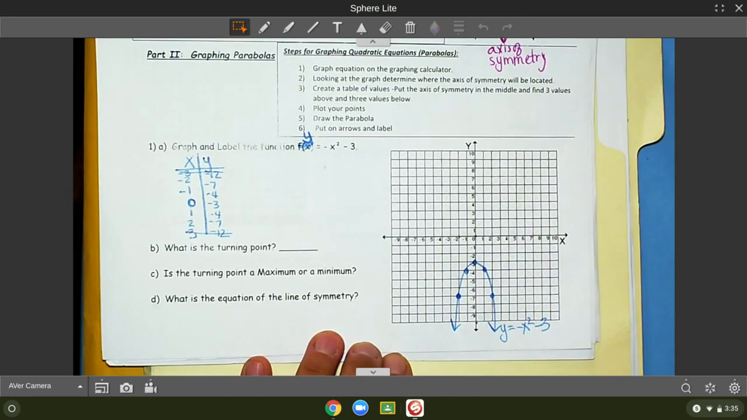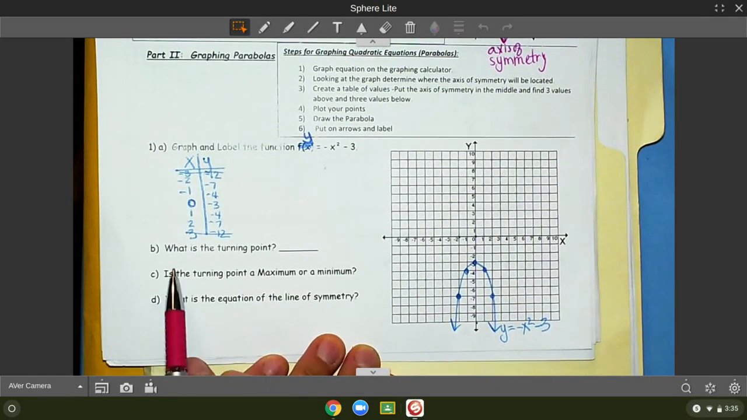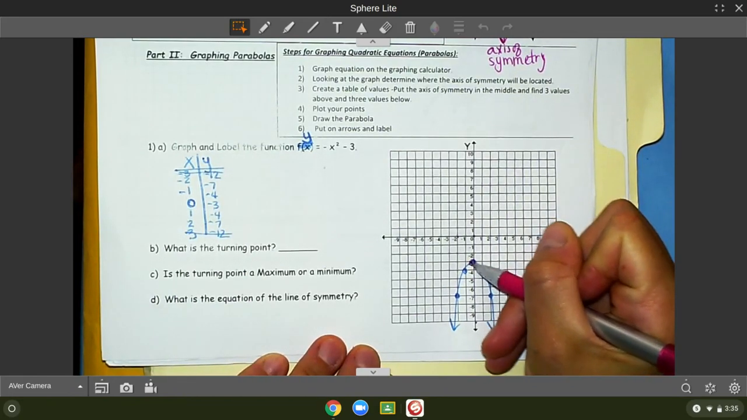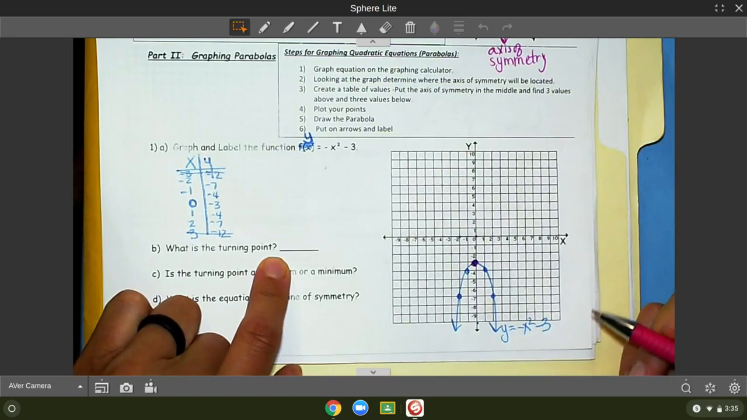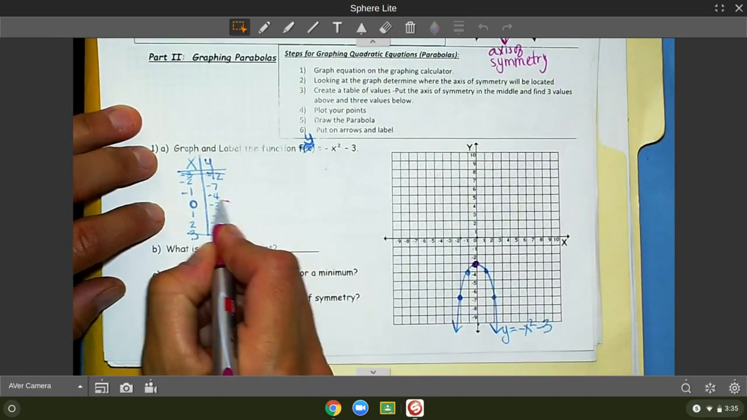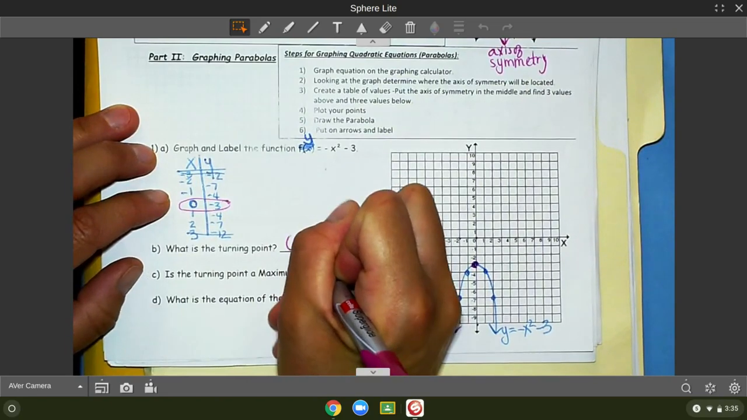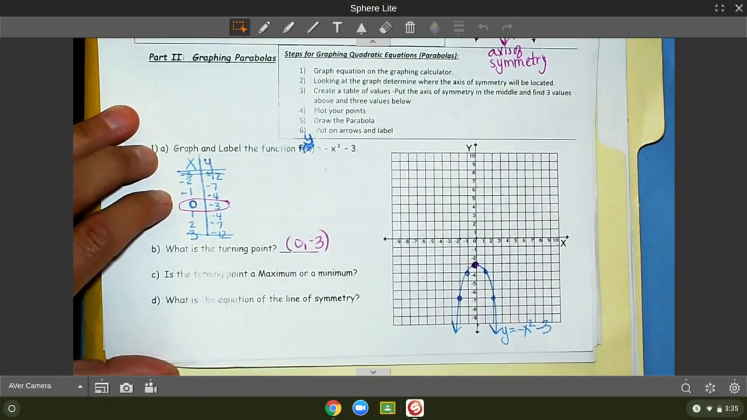Now we have some follow-up questions. So the first question, what is the turning point? So the turning point is this point right here. It's that middle point. And if I look at my table, it's also the middle point in my table. So it is going to be the point 0, -3.